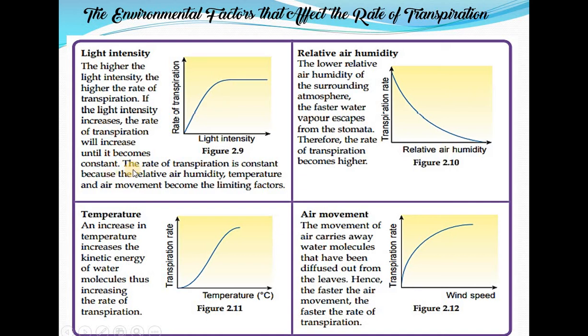The answer is here. The rate of transpiration is constant because the relative air humidity, temperature, and air movement become the limiting factors. So the other factors act as limiting factors. That's why the rate of transpiration becomes constant. That is the first factor, light intensity. Let's go to the temperature.